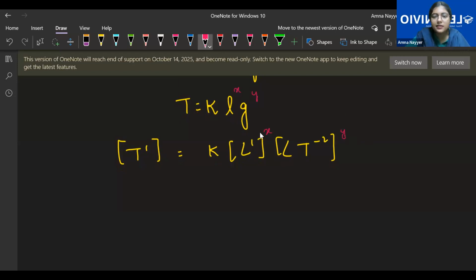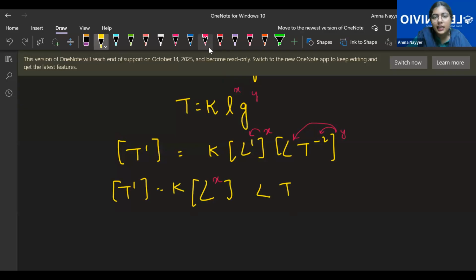Let's say the power is x, the power is y. X is multiplied, y is multiplied. So see, t to the power here it is k. L to the power, this will be x. This is L. Now L t, see here, y gets multiplied to 1, this is y. And minus 2 into y is minus 2y.